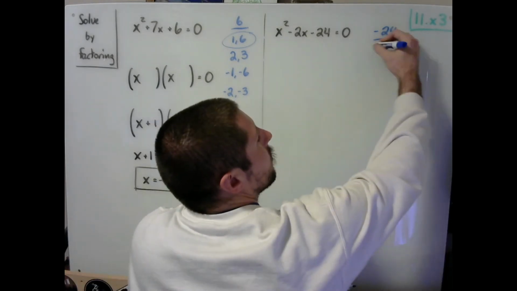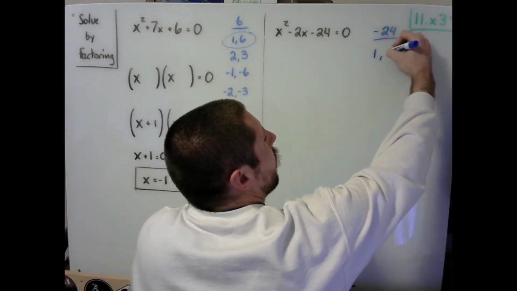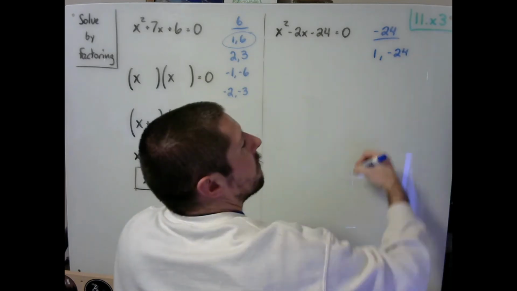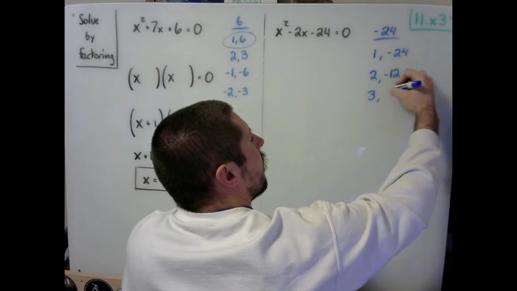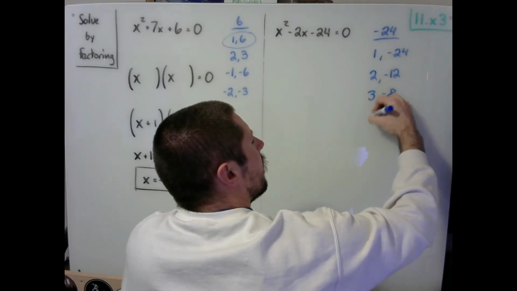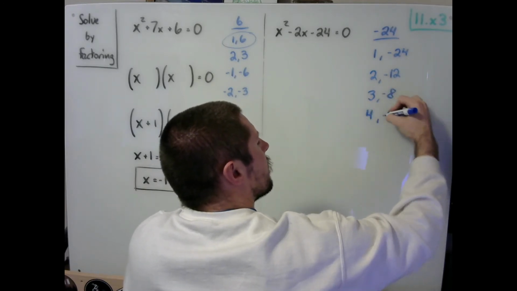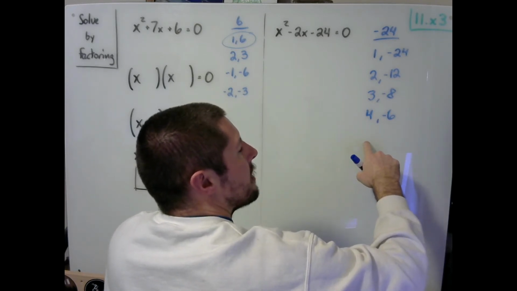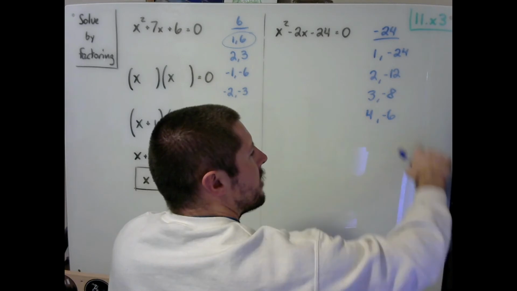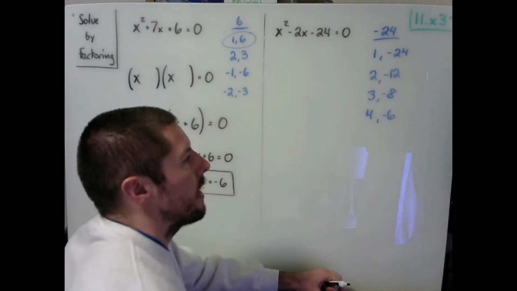In this case, what I see here is 1 and 24, with the larger one being negative. 2 and 12, 3 and 8, 4 and 6. The next number I would check would be 5. But 5 times 5 isn't it. After that I would check 6, but we've already checked 6. It's associated with a 4 right here.